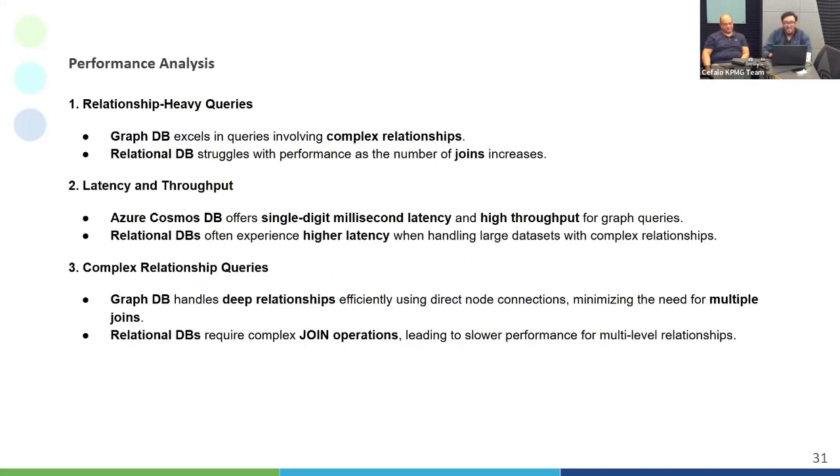And the performance analysis, I have actually mentioned in the previous part. Here I just give a short slide. If the queries are relationship-heavy, the performance of graph will be better. According to Microsoft, Azure offers good latency and high throughput for graph queries compared to the relational database. And for complex graph queries with deep relationships, the performance is also good for graph.